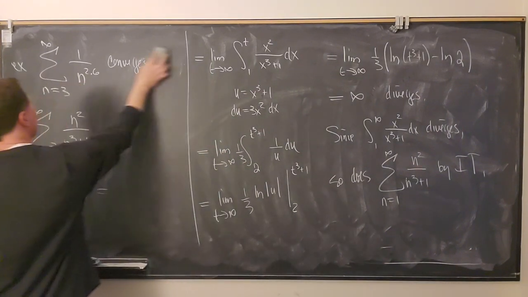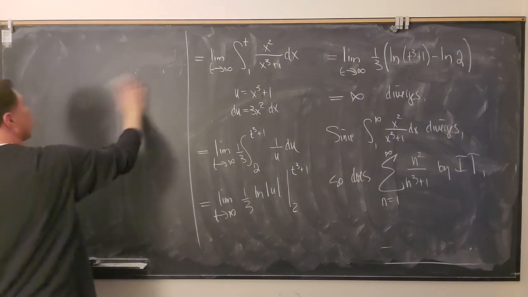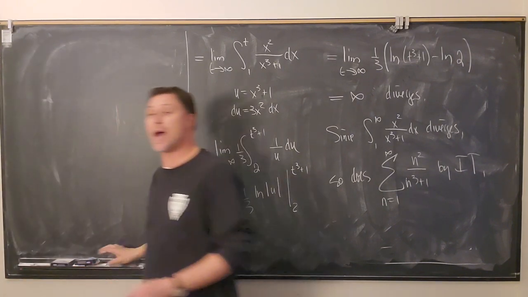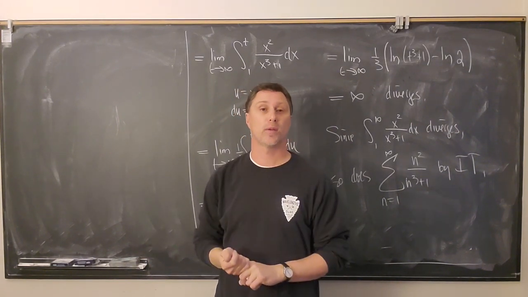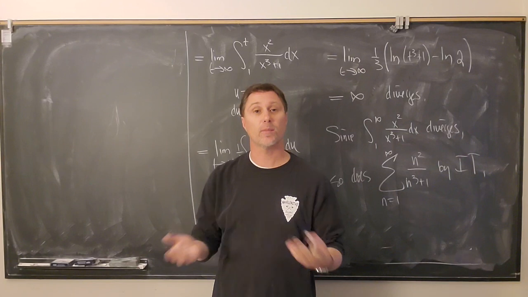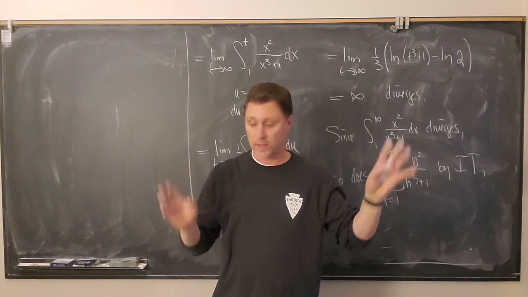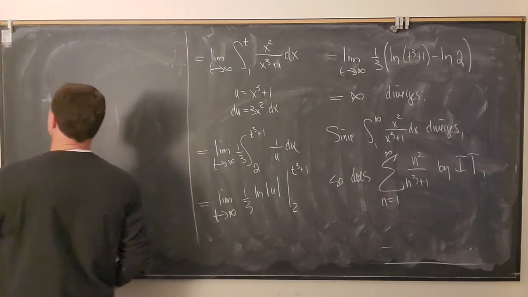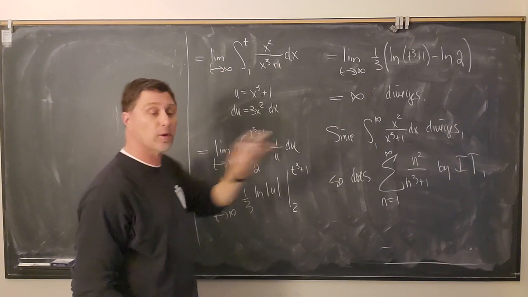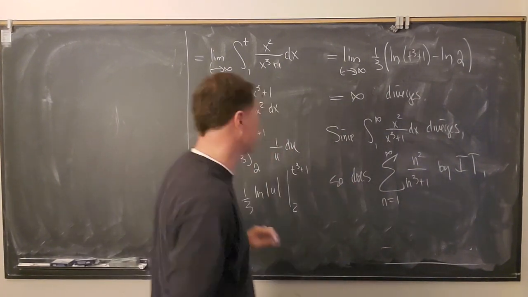Now, as I said before, the integral test only tells you whether it converges or diverges. It does not tell you what number it converges to, right? So it does not tell you any information about the sum itself. All it tells you is that there is a sum or that it diverges. But if it converges, there is some number s for which that infinite series adds up to.